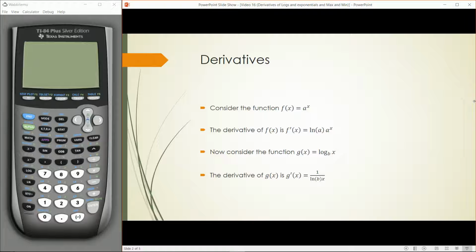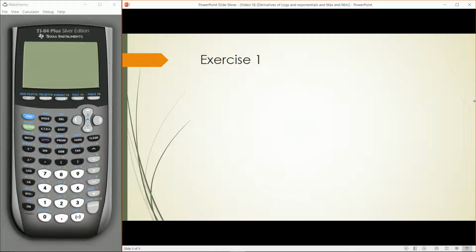Should be pretty straightforward. Let's take a look at an example. I want you to find the derivative of the function f of x equals log base 3 of x plus x squared times 5 raised to the x. So go ahead and pause it and try this out. If you need help, I'll show the next step.